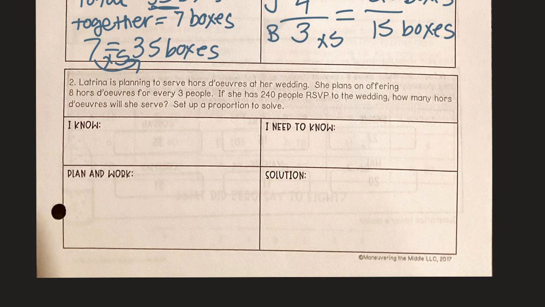Okay, so what do I know? I'm going to go back and underline what I know. I know that Latrina is planning to serve hors d'oeuvres at her wedding. She plans on offering 8 hors d'oeuvres for every 3 people. Okay, so we're comparing hors d'oeuvres to people. So just for time's sake, I'm going to say food, because hors d'oeuvres mean appetizers or small finger foods. So I'm going to say what I know is I'm comparing food to people.